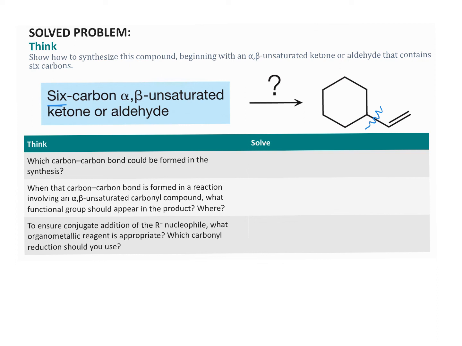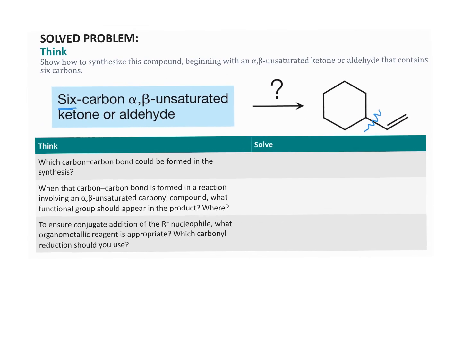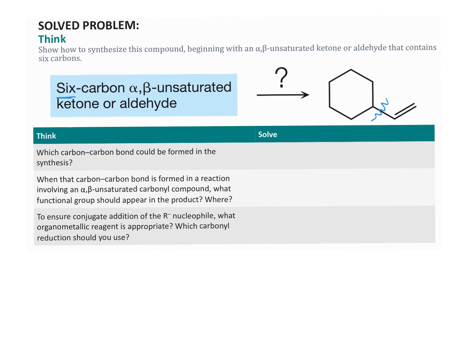So this is the carbon-carbon bond that can be formed. Then, thinking backwards, when that carbon-carbon bond is formed in the reaction, we know it's got to involve an alpha-beta unsaturated carbonyl compound. What functional group should appear in the product? We need to figure out how to get this guy back to that alpha beta unsaturated ketone or aldehyde.